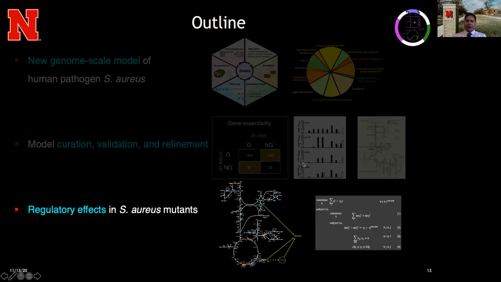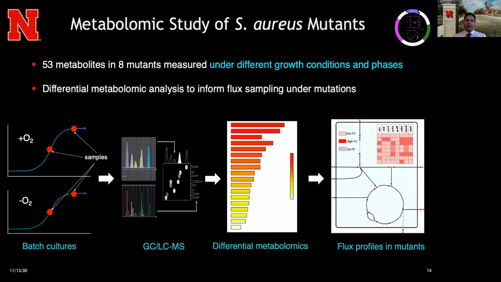After we have a curated and refined new genome-scale metabolic model, we attempted to reveal the metabolic adaptability of Staphylococcus aureus when it is subjected to genetic perturbations. To this end, we performed a metabolic analysis of 8 Staphylococcus aureus mutants in the central metabolism and measured 53 metabolites in different growth conditions in both exponential and post-exponential phases. From these samples, we performed metabolite concentration measurements through GCMS and LCMS, and then identified the differential metabolite profile for the mutants. These results were then imposed on the model to estimate the modulation of flux profile for different mutants.